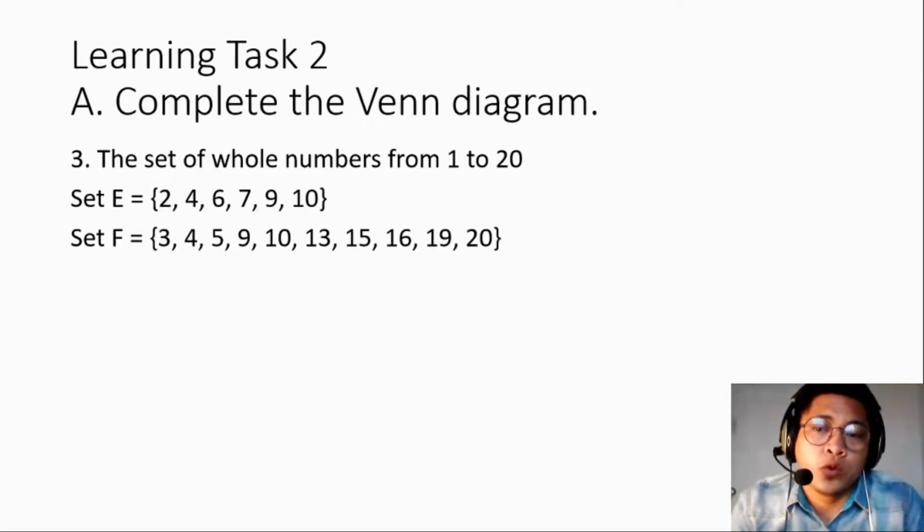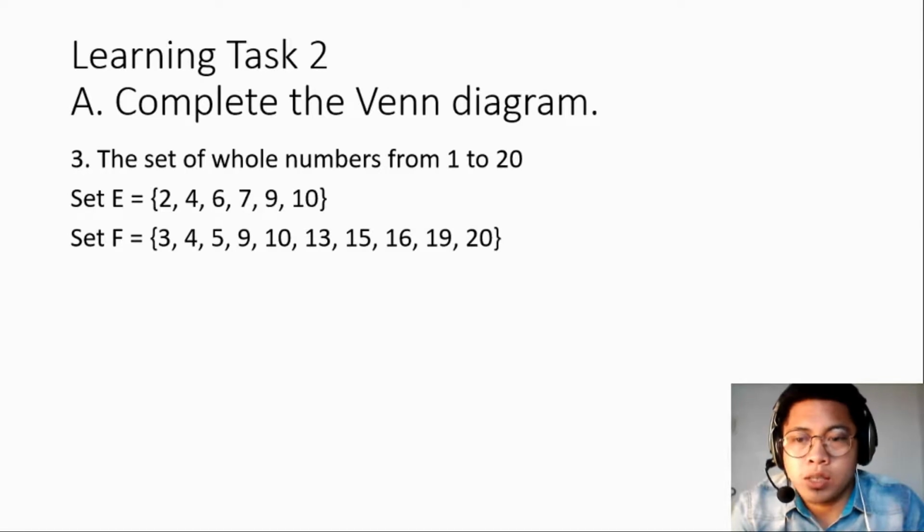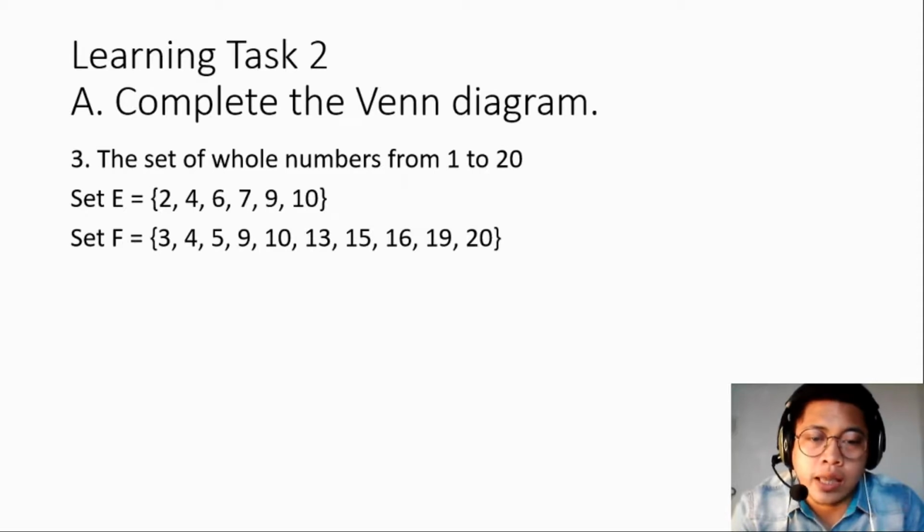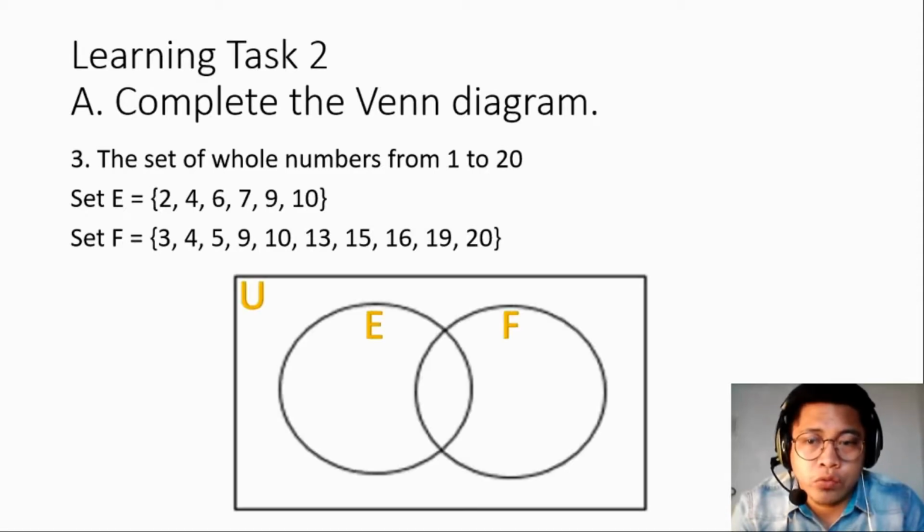And set D, the set of all multiples of 4. Learning task number 2, letter A, complete the Venn diagram. Number 3, the set of whole numbers from 1 to 20. The elements of set E are 2, 4, 6, 7, 9, and 10. The elements of set F are 3, 4, 5, 9, 10, 13, 15, 16, 19, and 20. So for number 3, use and complete the given Venn diagram.